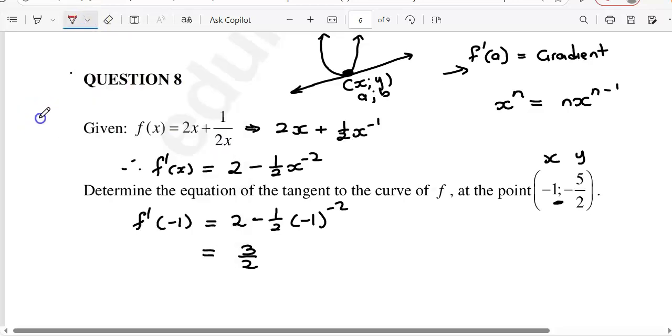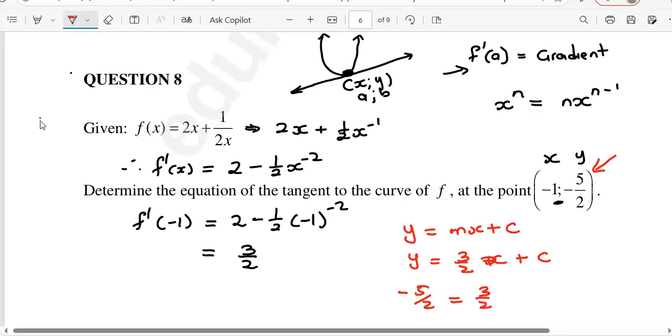If you still remember, the equation of the tangent is a straight line like this. Already we know the gradient, which is 3 over 2, so y equals 3 over 2 x plus c. We need to use this point to find the value of c. Where there's y, we can put minus 5 over 2, it's equal to 3 over 2, and where there's x, we put minus 1. Now it is safe to solve for c.